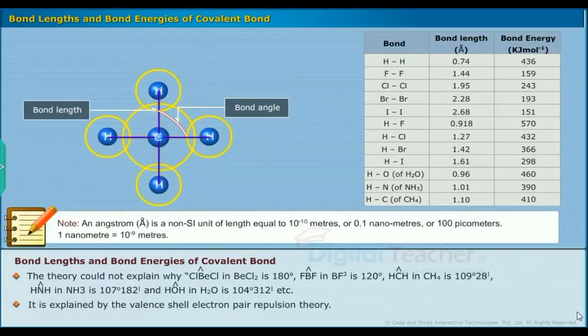An angstrom is a non-SI unit of length equal to 10 to the power minus 10 meters, or 0.1 nanometers, or 100 picometers. 1 nanometer is equal to 10 to the power minus 9 meters.